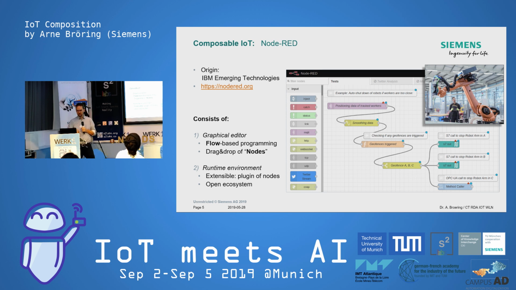Just as a short introduction, it comes from IBM Emerging Technologies. It's open source. Everyone can download it for free. And it consists mainly of a graphical editor. You see it here, where you can program so-called flows. This is your IoT application. And these flows consist of nodes. These nodes you see here on the left side, and you can just drag and drop them into this canvas and then connect them, and this connection is then your flow, your program flow.